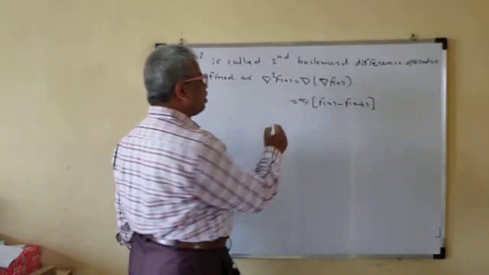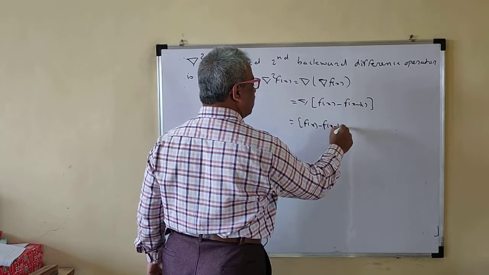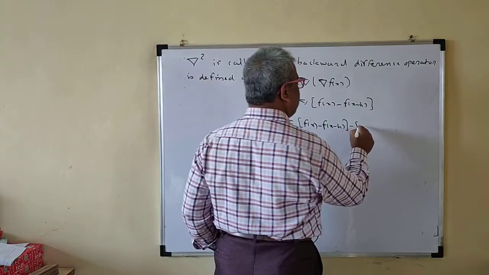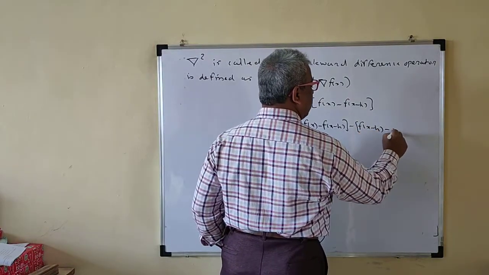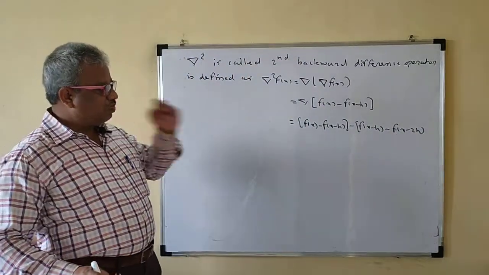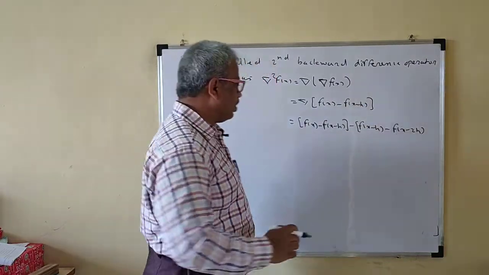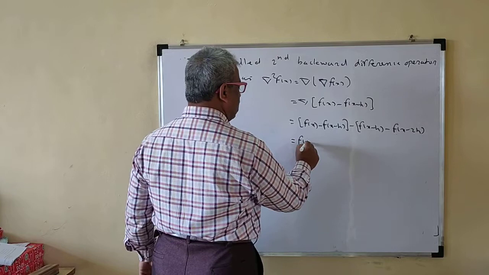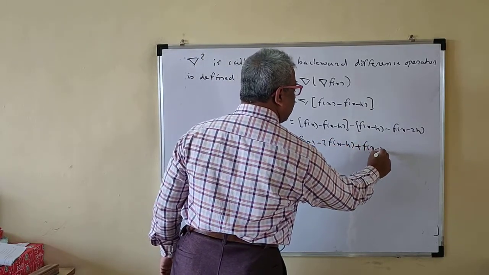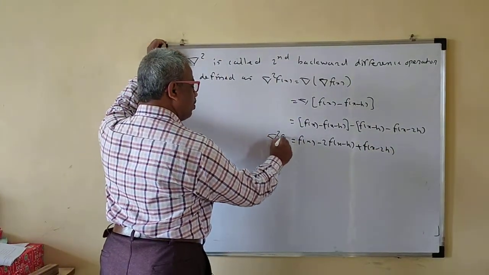Now again we have to apply this. So what I have to do? This function as it is, f of x minus f of x minus h as it is, minus, replace x by x minus h. So this is f of x minus h minus f of x minus twice h, since x minus h minus h, replacing x by x minus h, will be x minus twice h. We simplify this, so what we get then? F of x minus 2 f of x minus h plus f of x minus twice h. This is nabla square f of x.